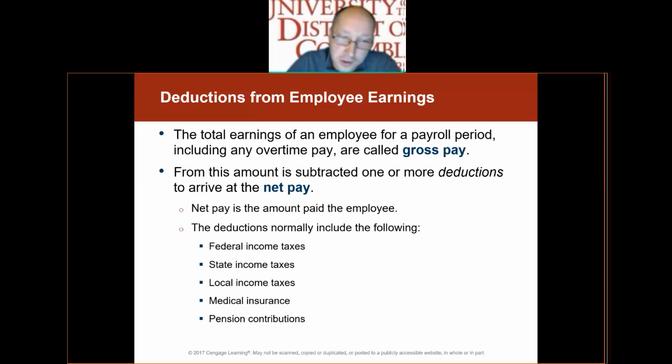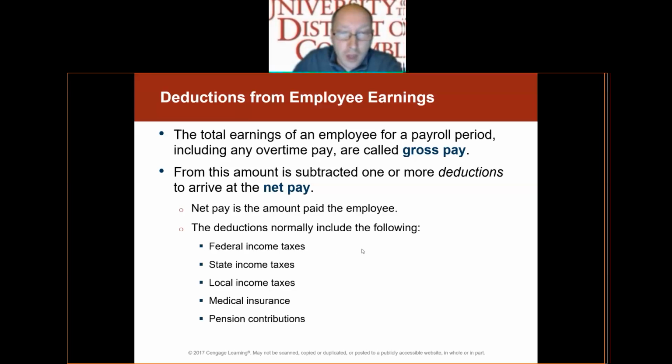Here are the fun deductions, right? Federal income tax, state income tax, also known as district tax, local income tax. Those are for cities, right? That's your local income tax. Because you have your local, which is your city level, your state, which is your state level, and then the federal, U.S. level. And then, of course, in addition to all those great things, you have medical insurance, pension contributions, child support, you name it, right? A whole ton of possible deductions, garnishments, you name it. Yeah, the list goes on.